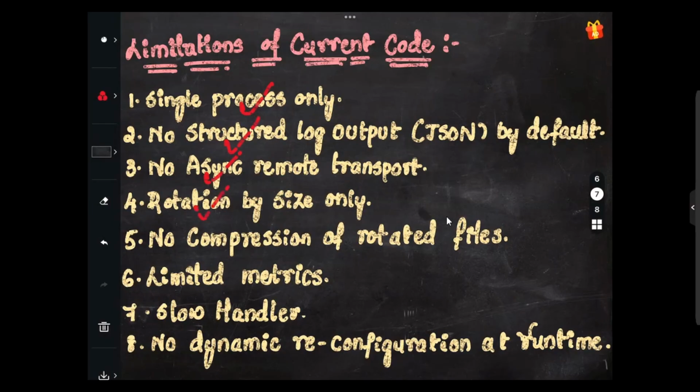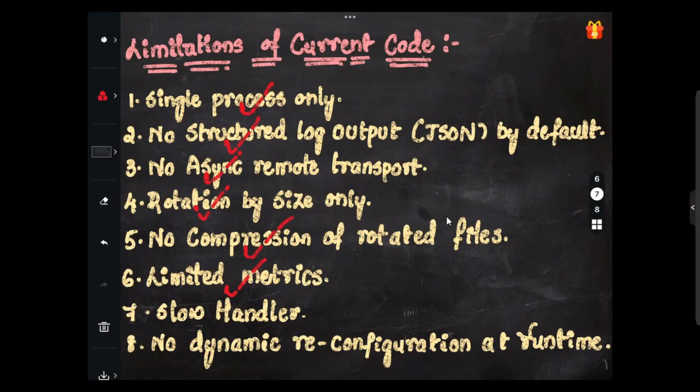Next, rotation by size only. Rotation by size only means it doesn't support time-based rotation, for example daily, out of the box. Next, no compression of rotated files. This is also one of the things. And next, limited metrics. Limited metrics in the sense that we are only tracking the _dropped_count, if you look at the code. A production system should expose the metrics, right?